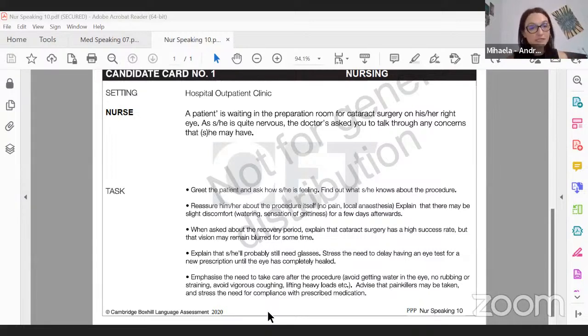Now, remember that you have to allow your patient time to speak. After you provide the information, you have to stop, because otherwise your patient will have to interrupt you. If your patient wants to say something, you have to stop and listen to the patient, the question, the reaction, whatever the patient says.